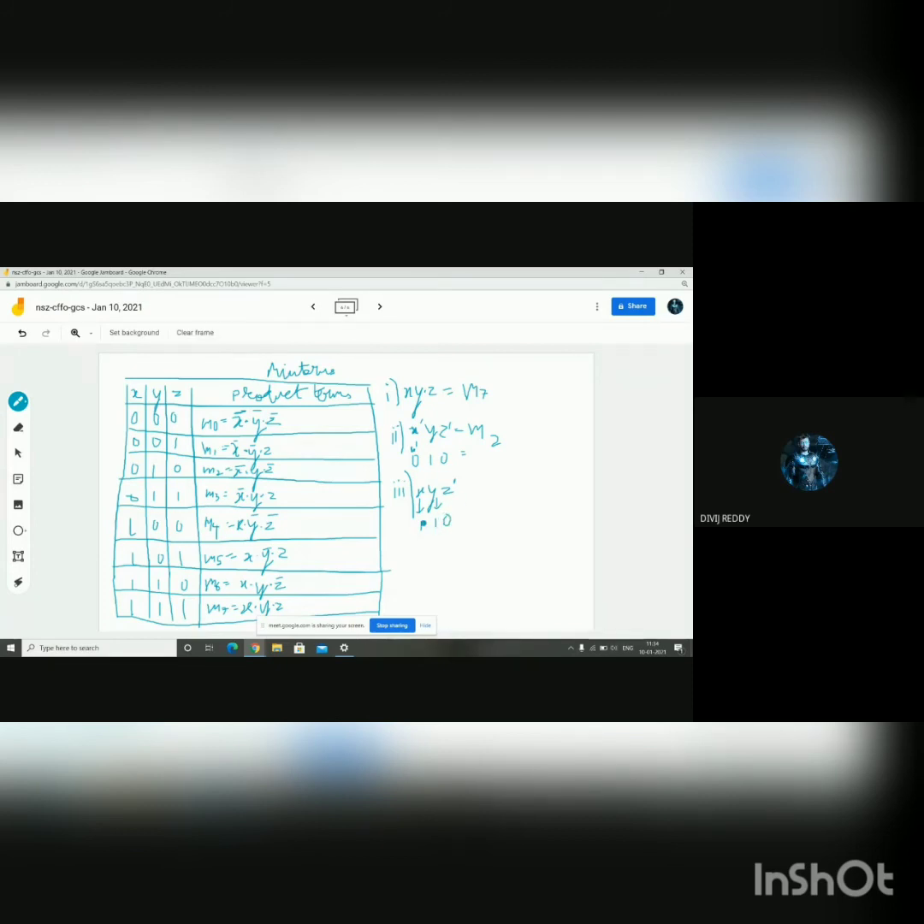Now 110. The decimal code for 110 is 6. So this is the sixth minterm, XYZ complement. You can also check from the table, that is nothing but the sixth minterm.